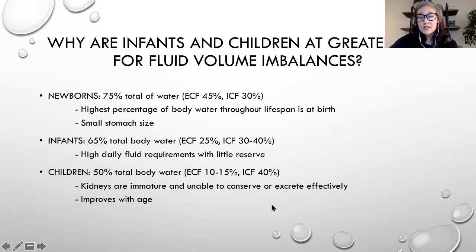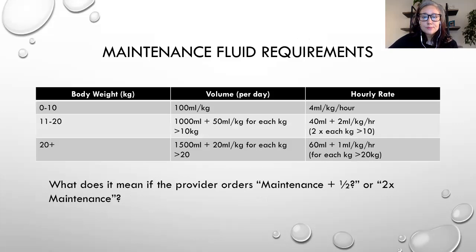And children, we're down to about 50%. Their kidneys are immature. They're unable to either conserve or excrete that effectively, right? They're still kind of trying to figure out what they're doing with themselves. And then the older we get, the better off we are, until we get to be geriatric, right? And then we're kind of back to that same stage of not being able to conserve or excrete effectively.